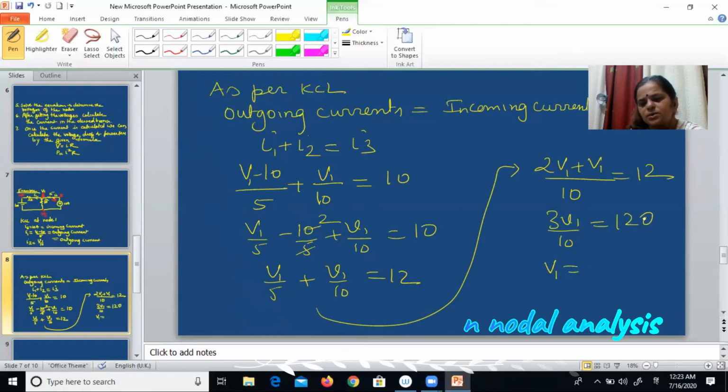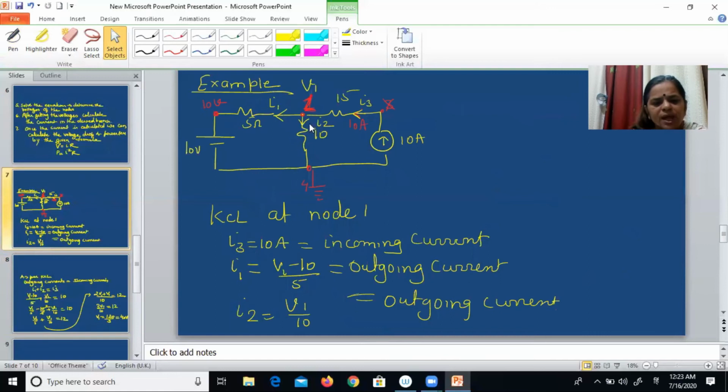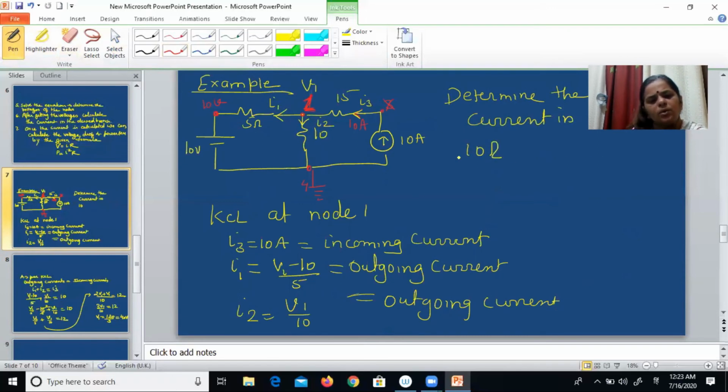So V1 is equal to 120 by 3. So V1 is equal to 40 volts. This is the value of V1. Now, if my objective is to determine the current in this 10 ohm resistance, suppose in this numerical the question is determine the current in 10 ohms resistance using nodal analysis.